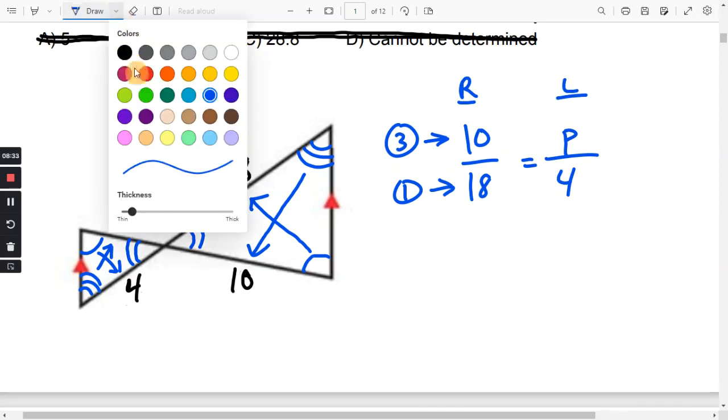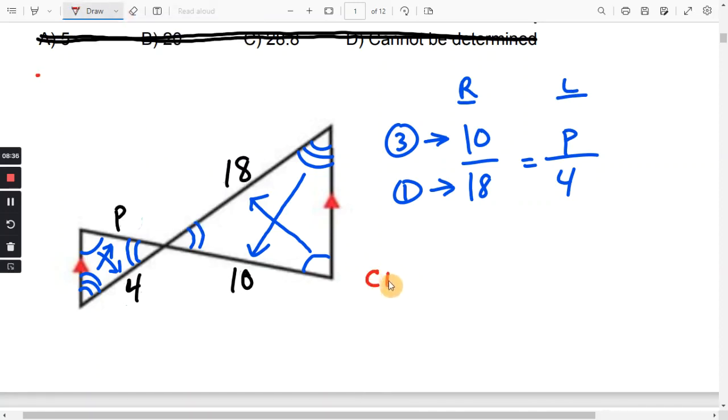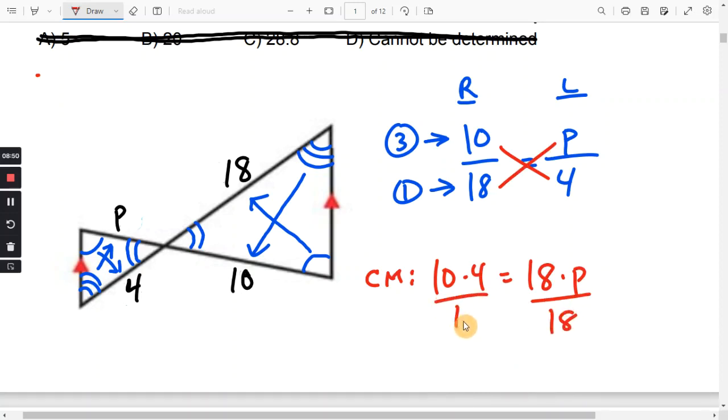And now we're in business. You can just cross multiply. Top times bottom is 10 times 4. Bottom times top is 18 times P. The opposite of times 18 is divided by 18. Cancels here. We have 40 divided by 18. And rounding off, I get 2.2. So P is approximately 2.2.